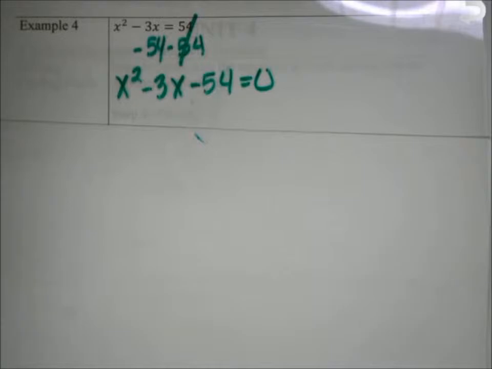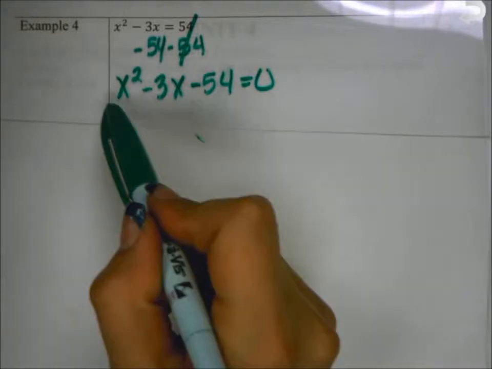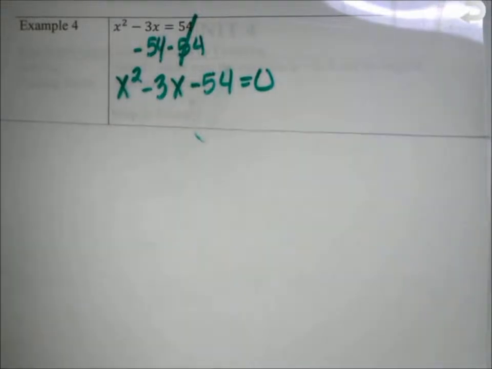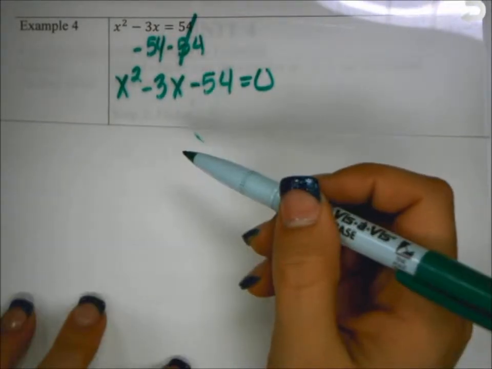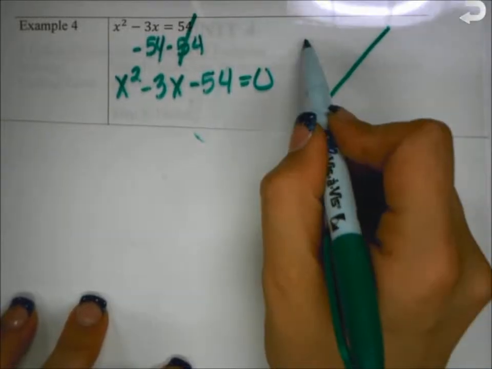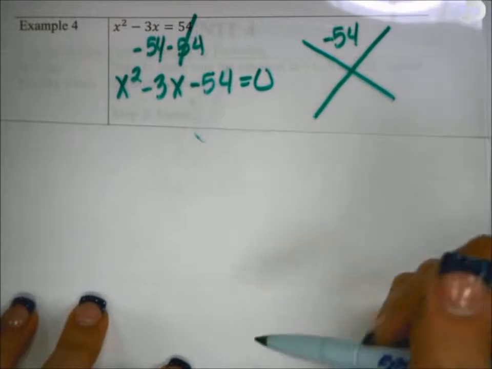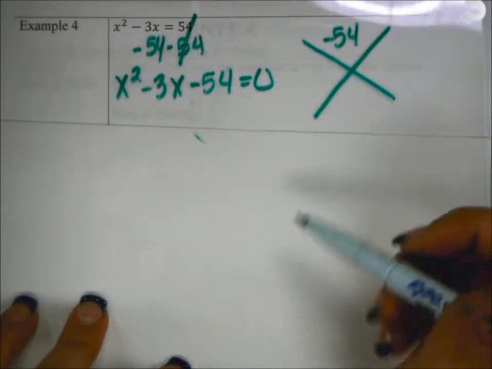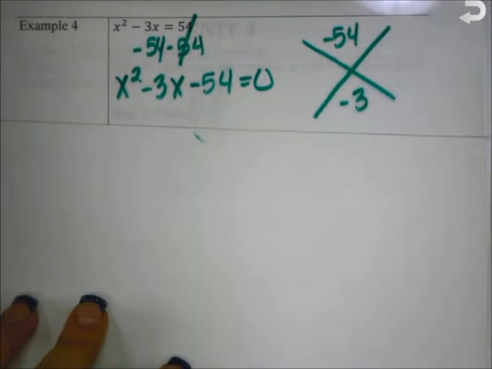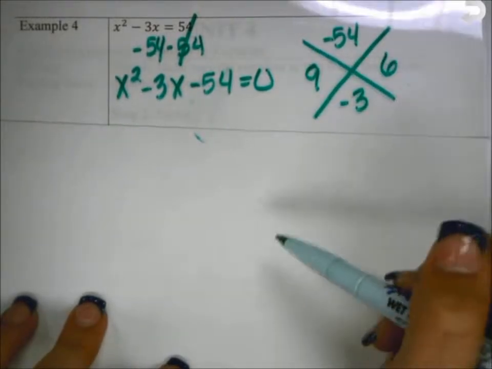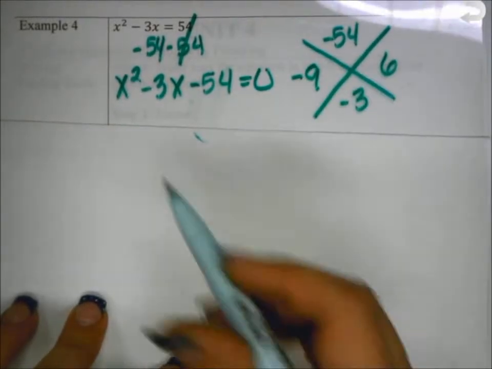So now I want to factor. How do I factor this thing? The diamond, this is a trinomial. So I'm looking for two terms that multiply to negative 54 and add up to negative 3. 9 and 6. Which one is negative? The 9. So we have x minus 9 times x plus 6 equals 0.